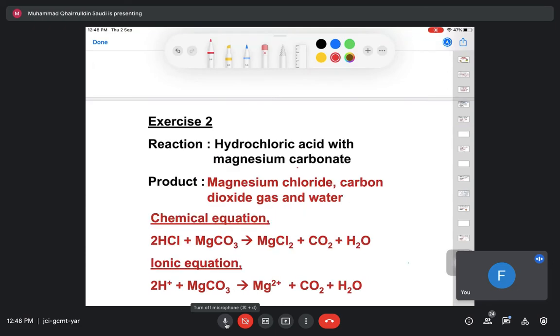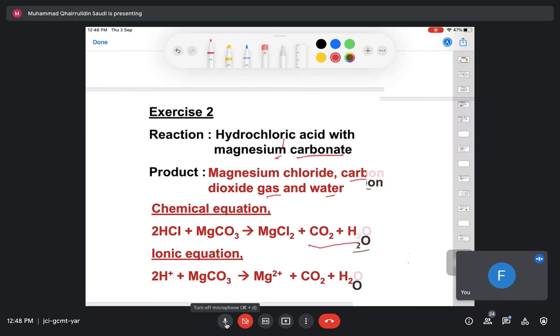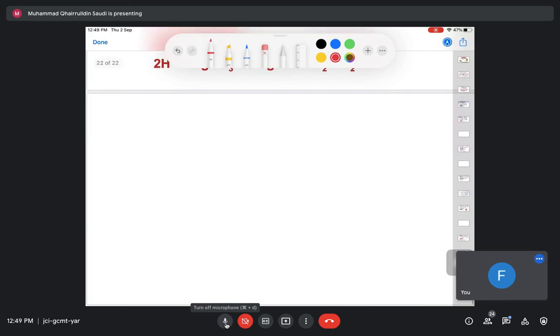Okay, dapat je carbonate, metal carbonate. So the product will be 3. Okay, salt, iaitu magnesium chloride salt, carbon dioxide and water. And then you write down the chemical equation. So that is all that you need to know. Okay, in chemical properties of acid. So if we recap, chemical properties of acid.